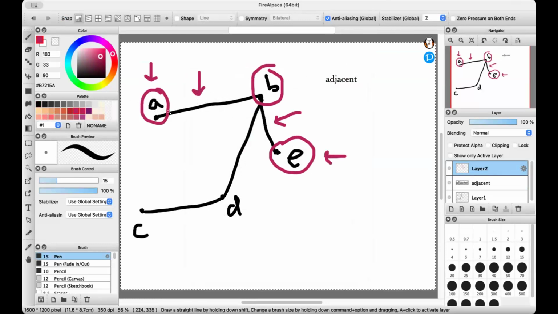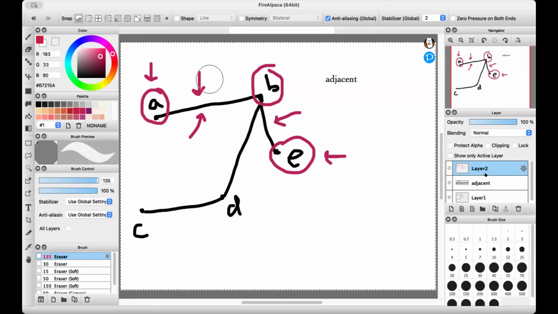We also describe edges, how they interact with vertices. So this edge here would be considered incident with A and B because A and B are its endpoints. We wouldn't consider this edge to be incident with E because E is not one of its endpoints.